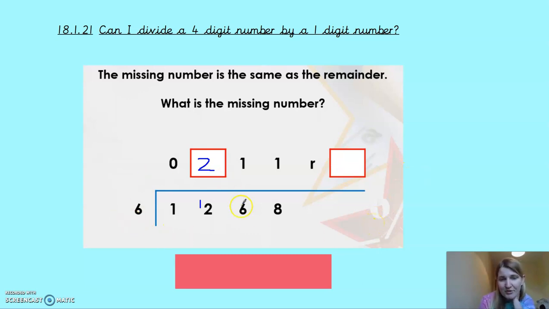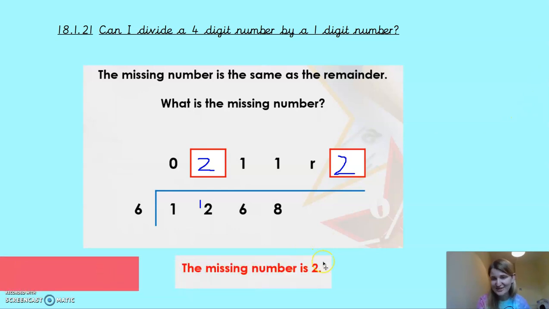Right. How many groups of 6 can I make out of 6? 1, correct. How many groups of 6 can I make out of 8? I can make 1 group and then I would have 2 left over. Wahoo, I was correct. Okay, hopefully you guys were as well.